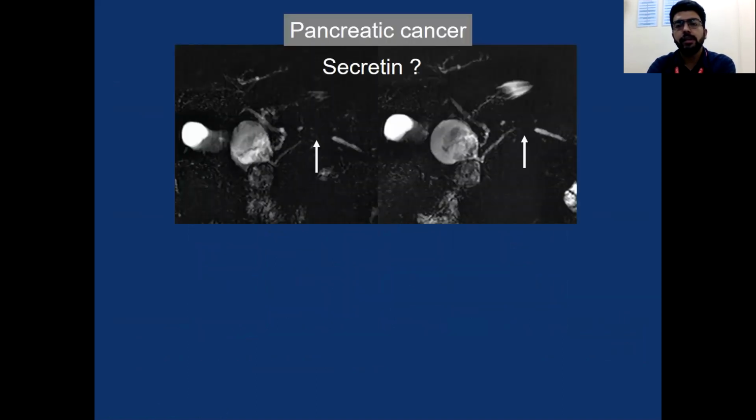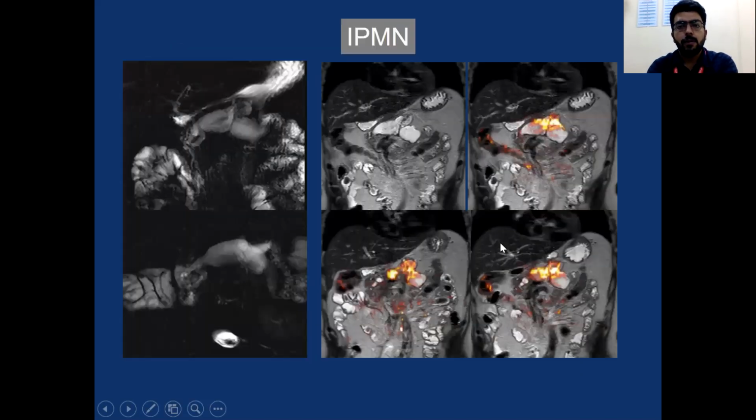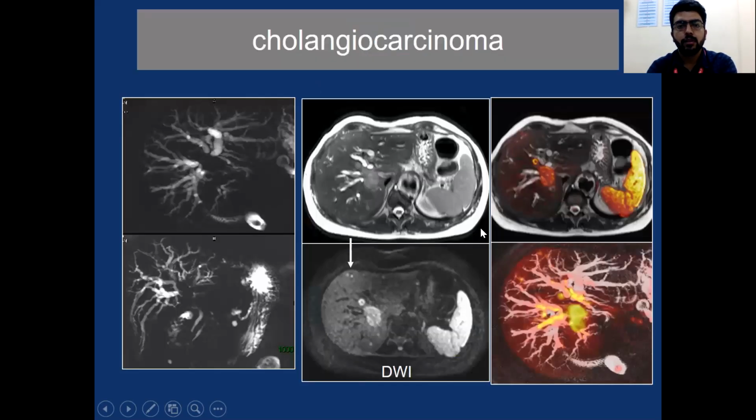So after giving secretin, we can very well appreciate the absent flow or the stricture that we can see. This is because of the pancreatic cancer engulfing the pancreatic main duct. After seeing diffusion restriction, we can appreciate, and this is a fusion image that we have. This is the case of intraductal papillary mucinous neoplasm. This area that we have in the coronal image. These are the fusion images that we have.